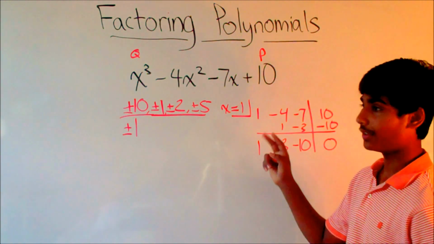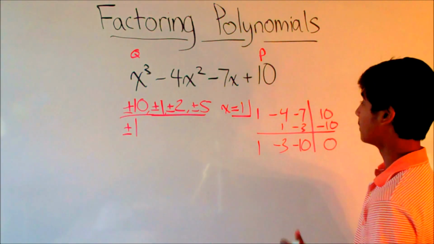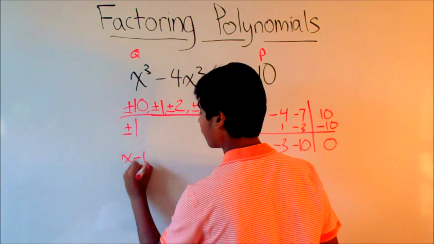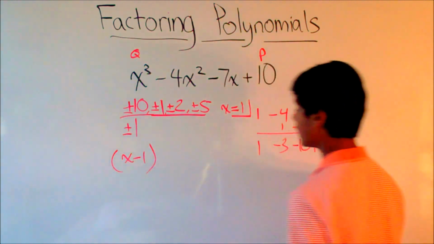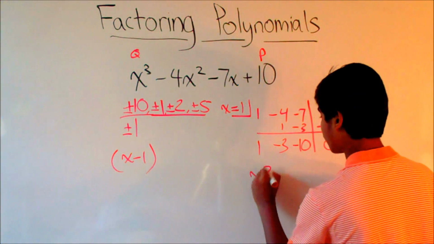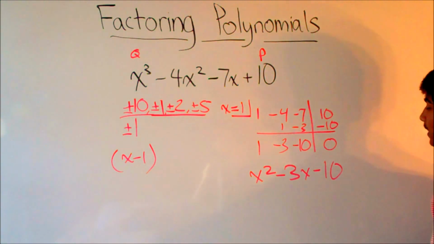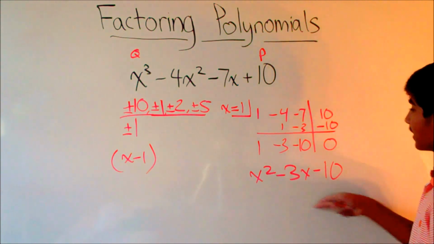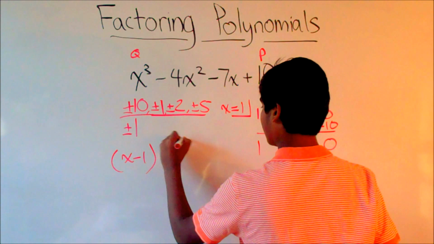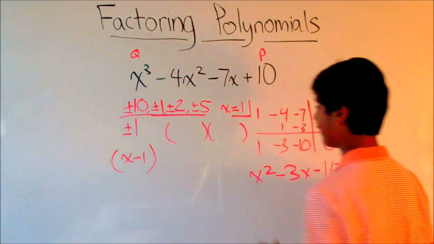So the way we have to do this when we factor is we have to have x plus something equal to 0. So it'll be x minus 1. x minus 1 is our first factor. And then from here we have x squared minus 3x minus 10. We can factor that easily, so let's factor it over here because I don't have enough space.